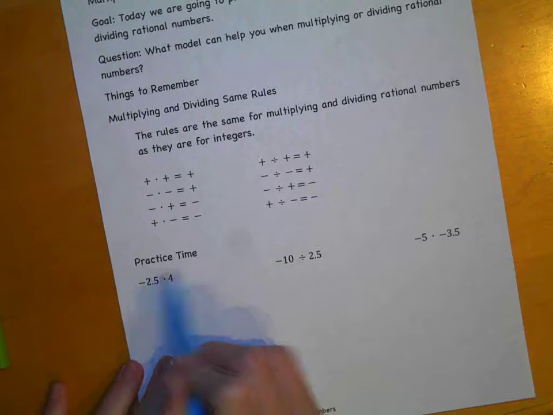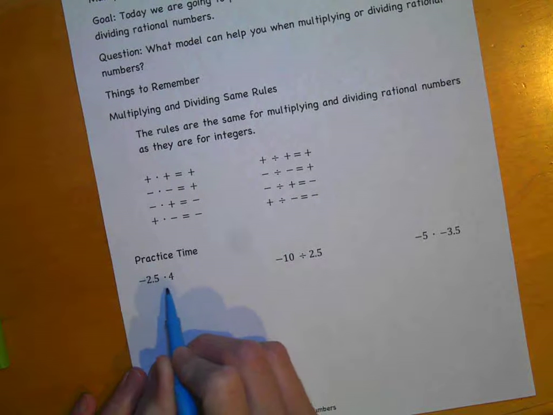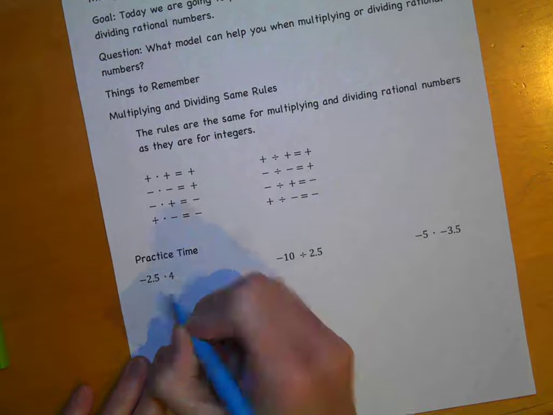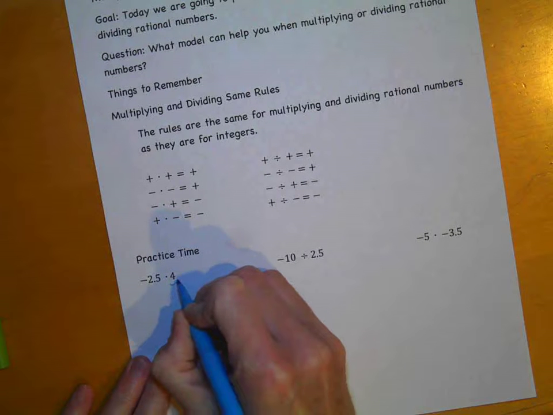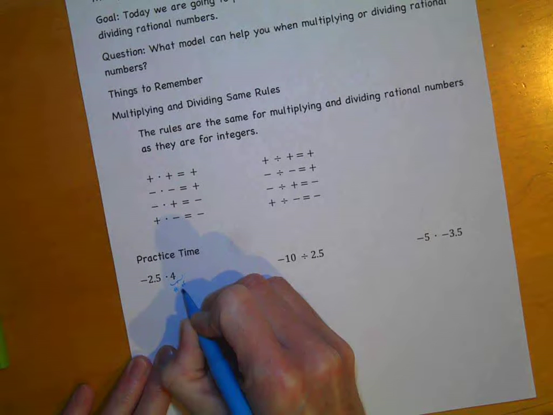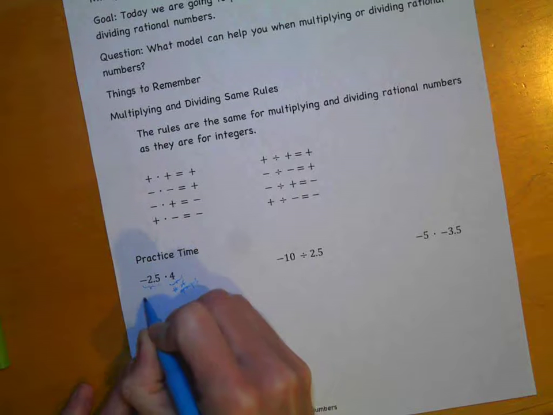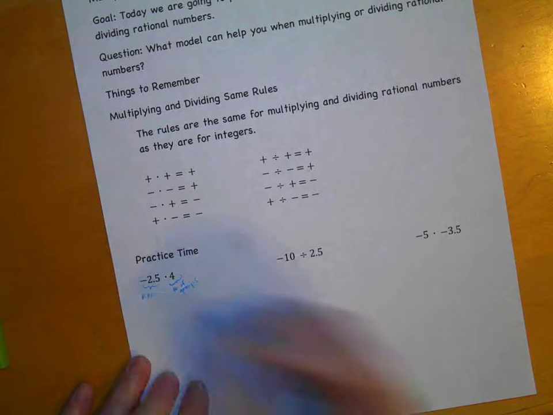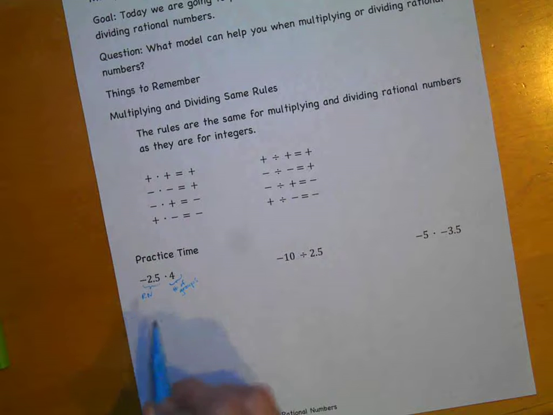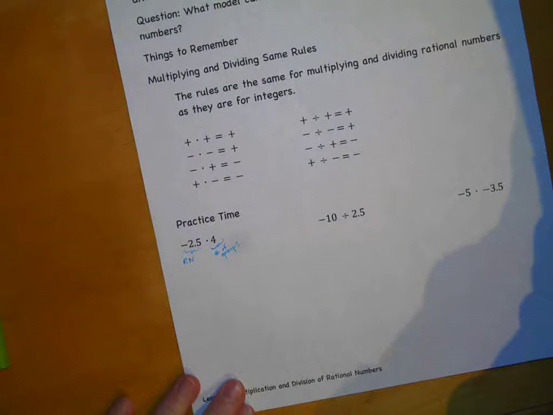And so we have this little section called practice time. We have this problem that says negative 2.5 times 4. So this right here, I would say, would be your number of groups, and this right here is your rational number. We're not going to call it an integer because an integer doesn't have a decimal point or a fraction, but we do need to know that it is the identifier of the problem.